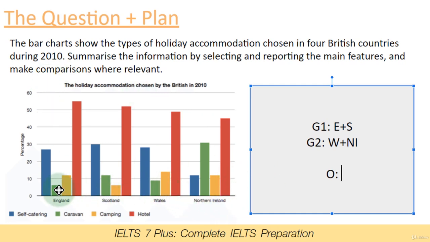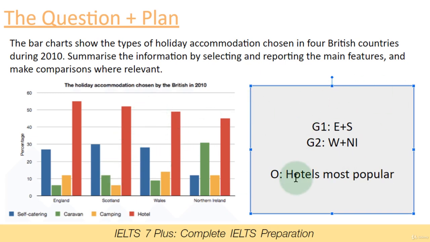There's nothing here that strikes me other than self-catering is quite popular in these 3, but not Northern Ireland. Possibly could mention this. Is there anything that's not popular really? I could say camping is generally considered not so popular, but not so much because of caravans here. So I just think basically to say that hotels are the most popular. Hotels most popular.